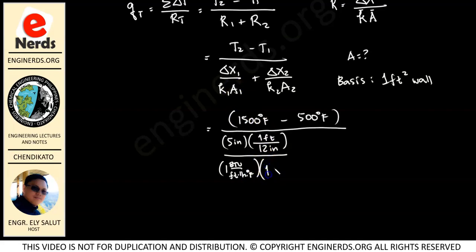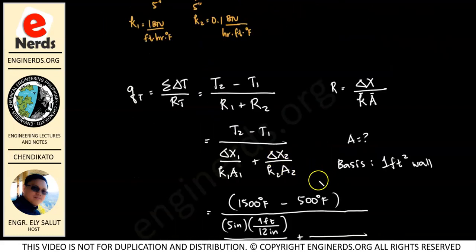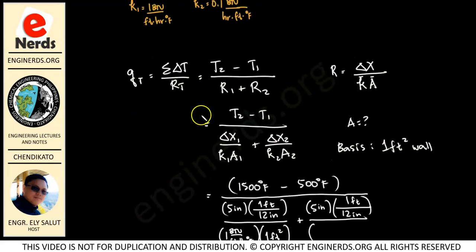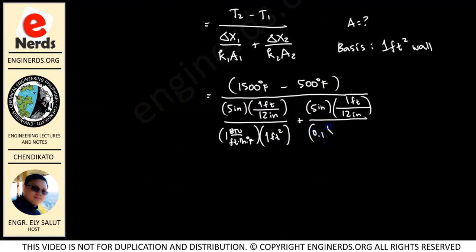times our area 1, which is 1 feet squared, plus, okay, so dito naman tayo sa ating resistance 2. Our resistance 2, we have delta x. So our delta x is also 5 inches. So 5 inches, convert that into feet, we have 12 inches in 1 feet. Then our thermal conductivity in our second wall, which is 0.1. So we have 0.1 BTU per feet hour degree Fahrenheit times area, which is 1 feet squared.